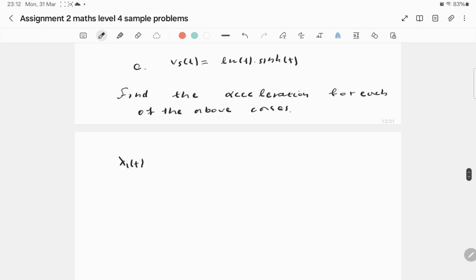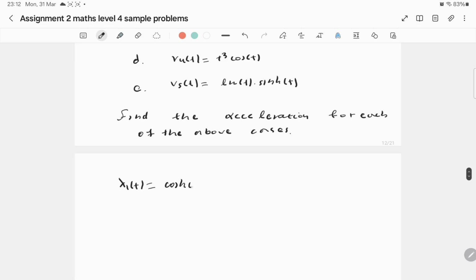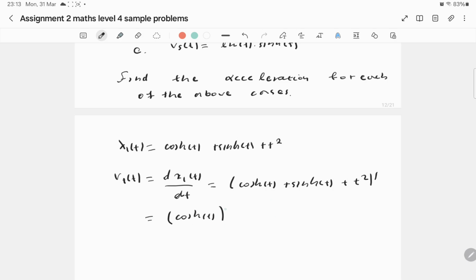My first function, x1 of t, is cosh t plus sinh t plus t squared. So to find v1 of t, we take the derivative of the function with respect to time, which is (cosh t plus sinh t plus t squared) prime. So I have to take the derivative of each of the functions: cosh t prime plus sinh t prime plus t squared prime. The derivative of cosh is sinh.